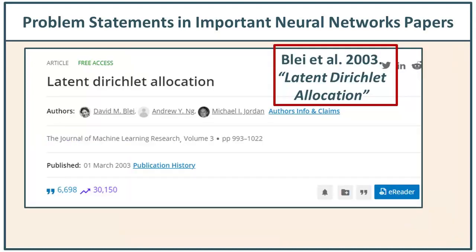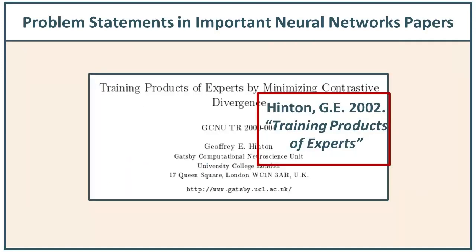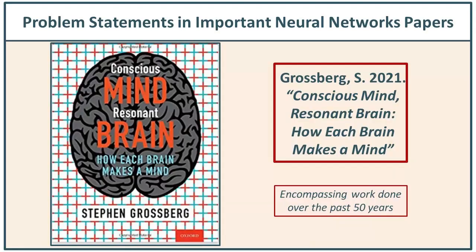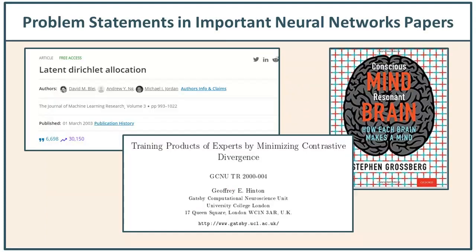We should take a look at the 2003 paper by Blei, Ng, and Jordan, the 2002 Contrastive Divergence paper by Hinton. We should also take a look at Steve Grossberg's 2021 book, Conscious Mind, Resonant Brain, in order to get a sense of how he's approached problems over the past 50 years. Those are just 3 examples of the kinds of problem statements that we want to look at.